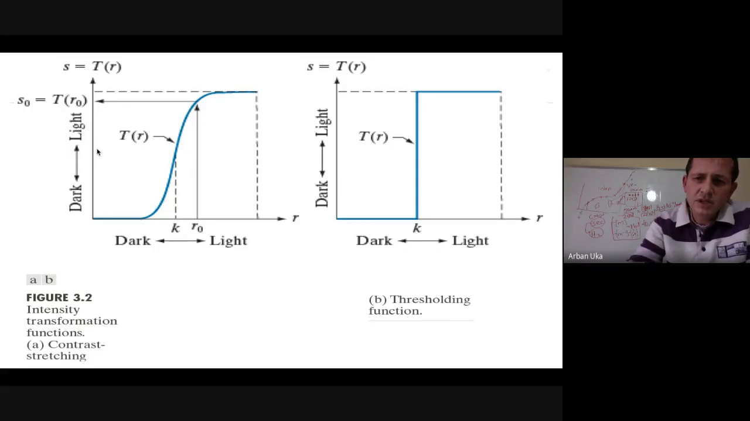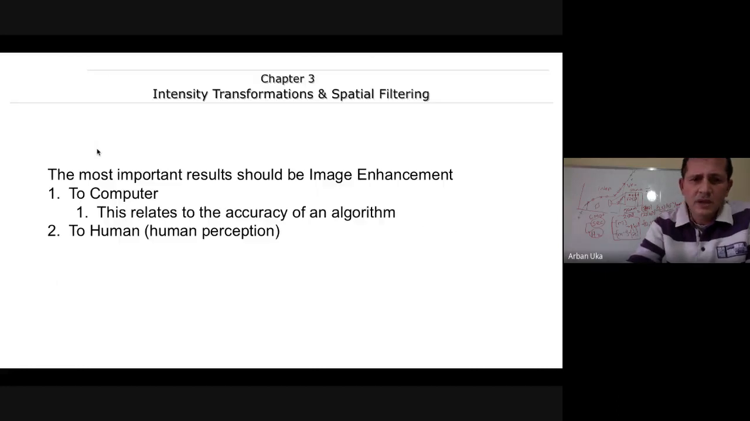Any value larger than some specific threshold K, we assign as 1, or completely white, and anything with intensity smaller than the threshold, we assign as completely dark. So we get a binary representation of the image, and we're going to see quite a few examples. Now the most important results related to intensity transformation, in principle, would be image enhancement.